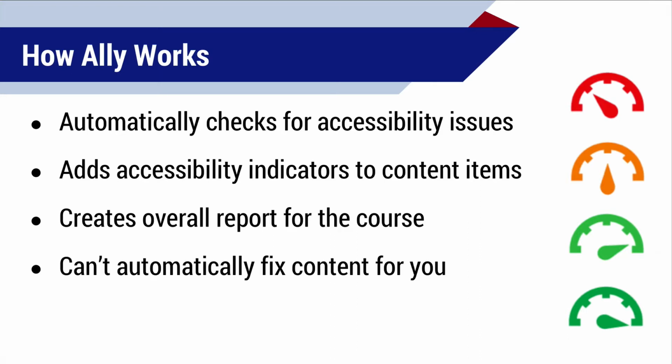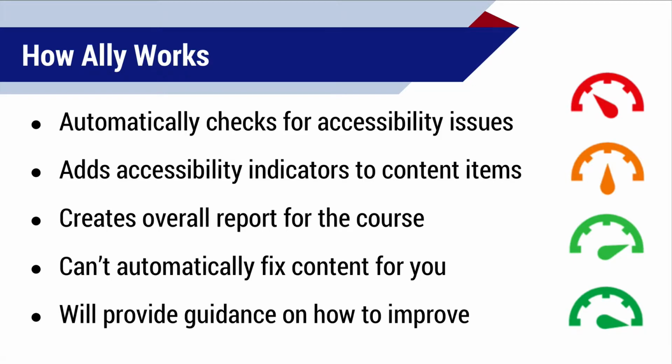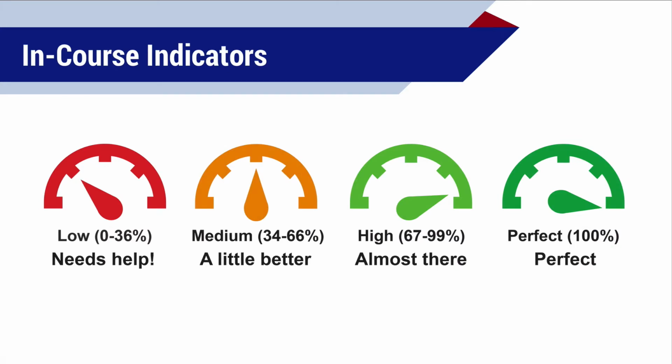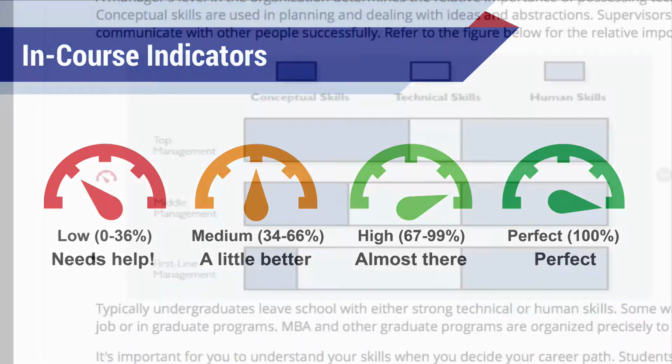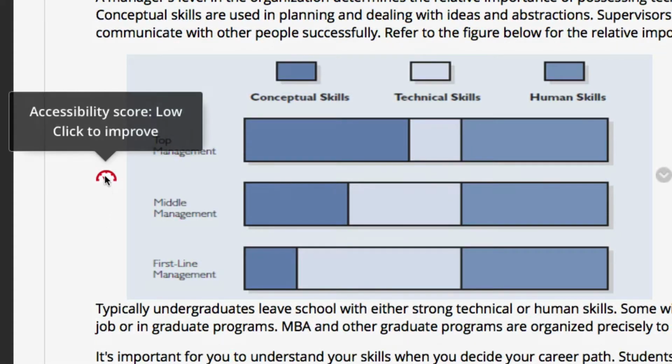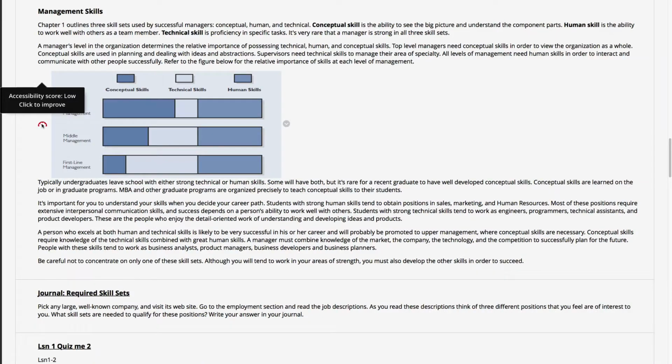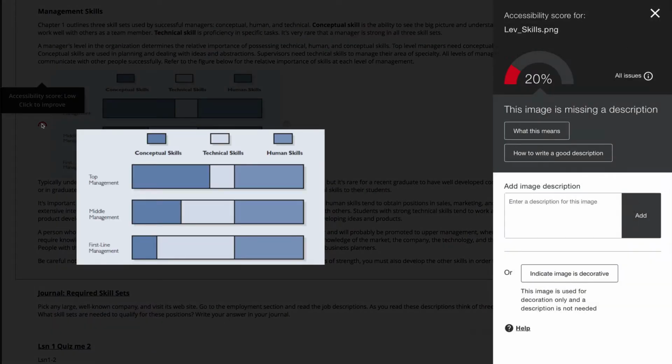Like the other accessibility checkers we've looked at, Ally identifies issues but can't automatically fix them for you. It will, however, provide guidance on how you can fix the issues it finds. If you have a course in eCampus, you've probably noticed the Ally indicators. They're little dial icons that appear beside your content items, and both their color and the location of the needle on the dial indicate how accessible an item is. A red dial with the needle pointing to the far left means something is not accessible and needs immediate attention.